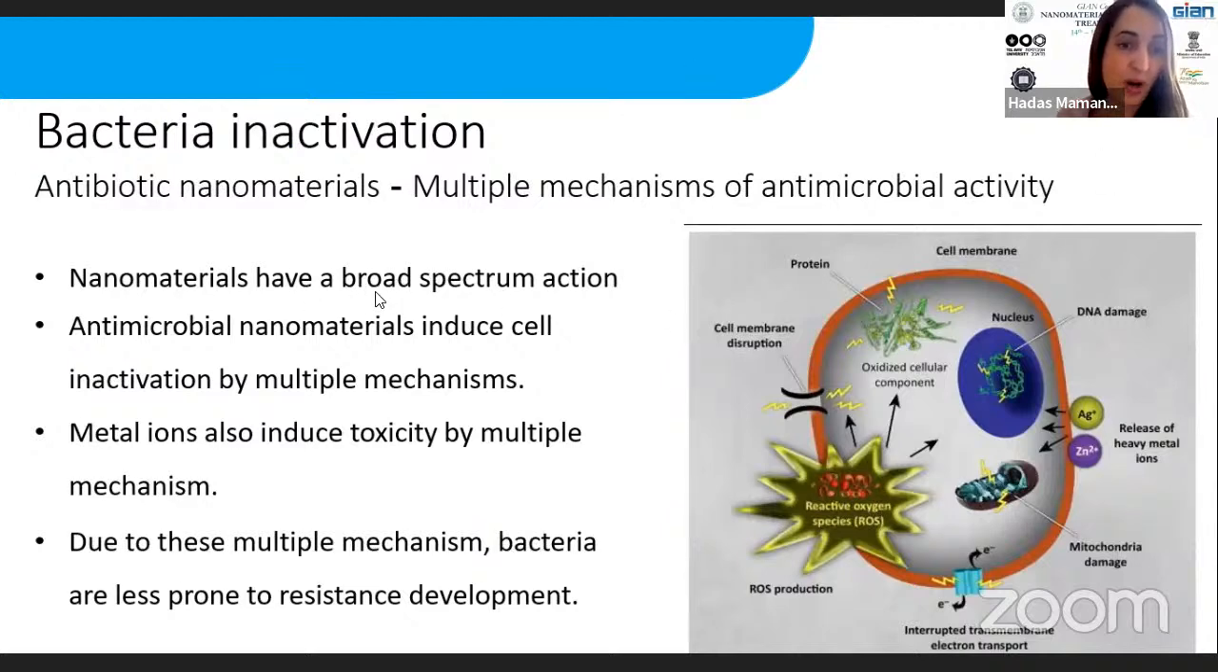So nanomaterials have a broad spectrum action. Antimicrobial nanomaterials induce cell inactivation by multiple mechanisms. So can we design antimicrobial nanomaterials to actually disinfect in water what we want to disinfect and not disinfect bacteria that are harmless? In addition to that, something to consider is that metal ions also induce toxicity by multiple mechanisms. So the idea is, can we develop targeted antimicrobial activity in water using antibiotic nanomaterials?